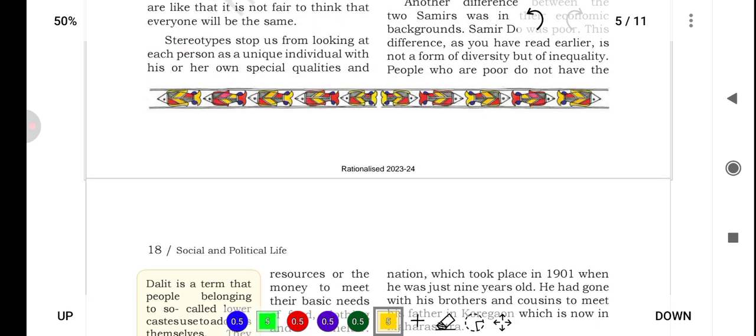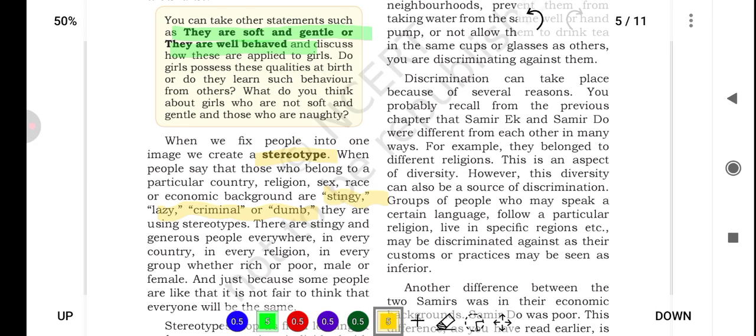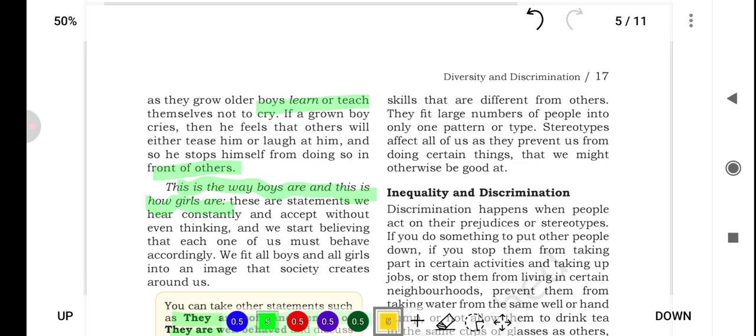So stereotypes stop us from looking at each person as a unique individual with his or her own special qualities and skills that are different from others. They fit large numbers of people into only one pattern or type. Stereotypes affect all of us. They prevent us from doing certain things that we might otherwise be good at.